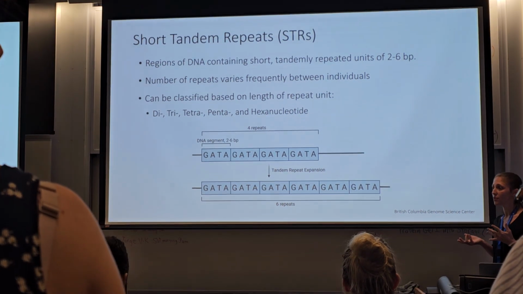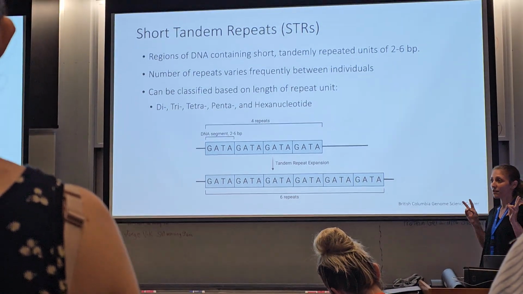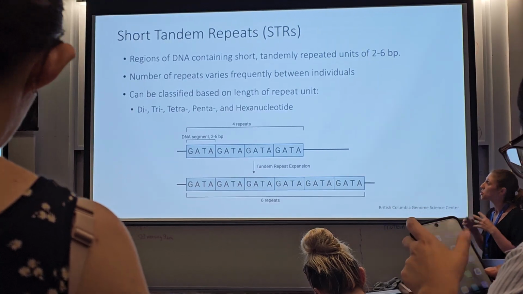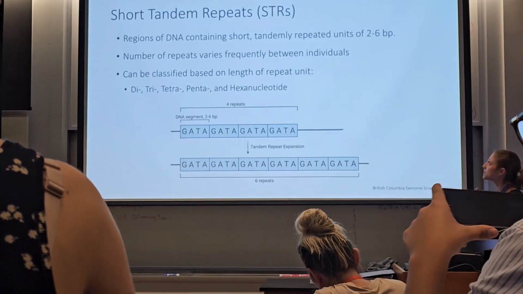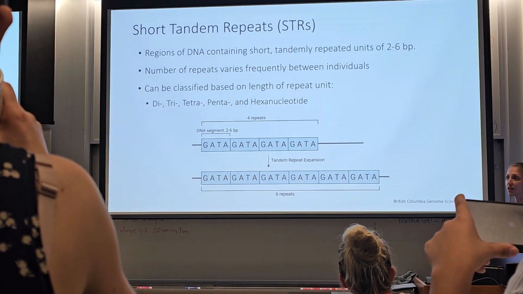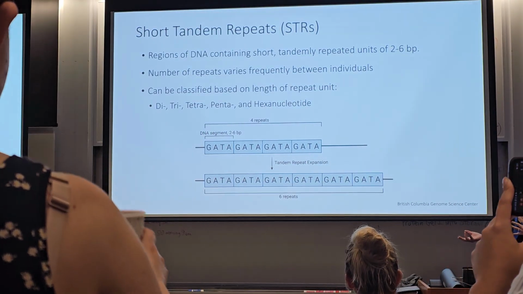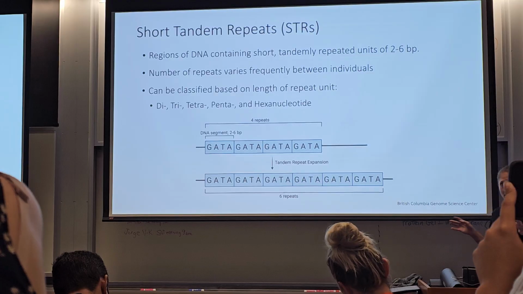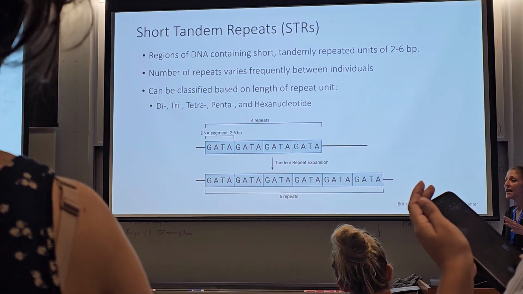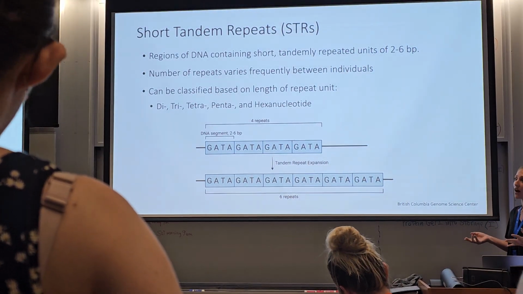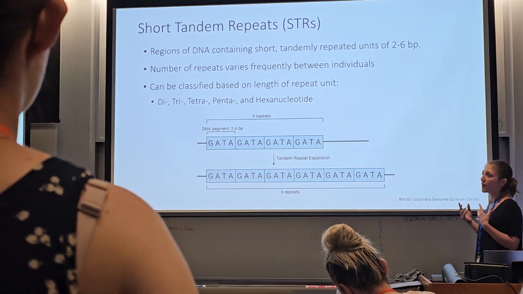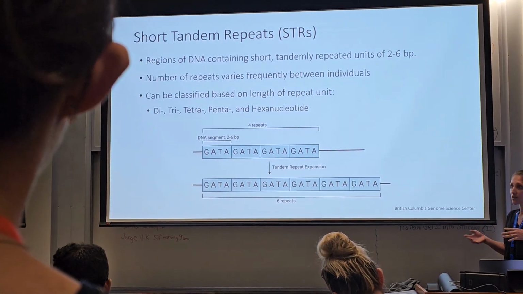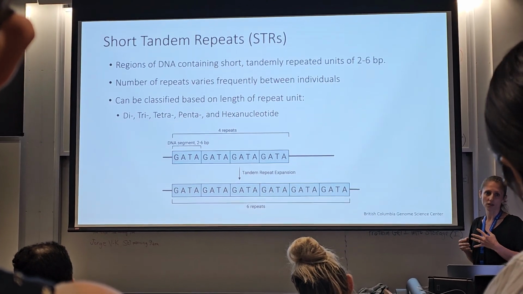Tandem repeats, okay, to develop your unique fingerprint. These are just regions of DNA that contain short, tandemly repeated nucleotides, ranging anywhere from 2 to 6 bases. This number of repeats varies frequently between individuals, and they're classified based on the length of that piece. So if you have a repetitive sequence of 2 nucleotides, it is a dinucleotide, and so on and so forth, okay?